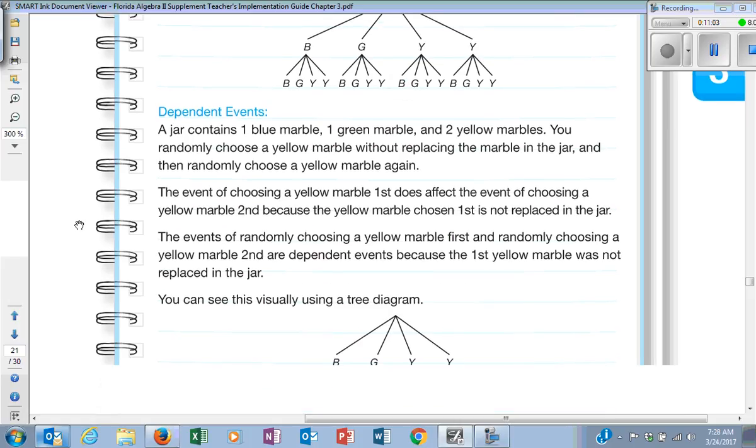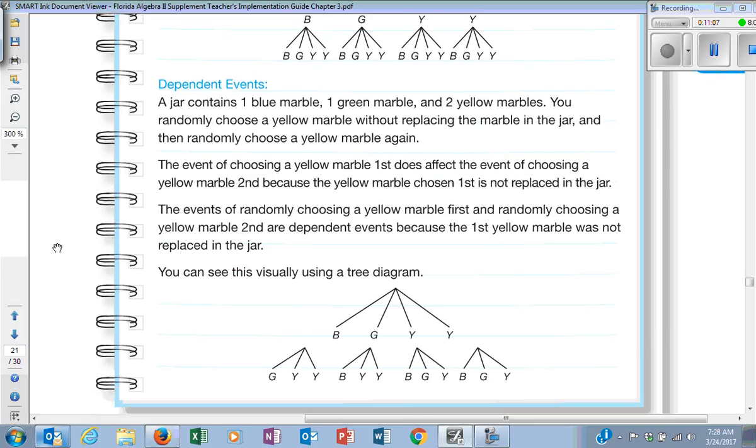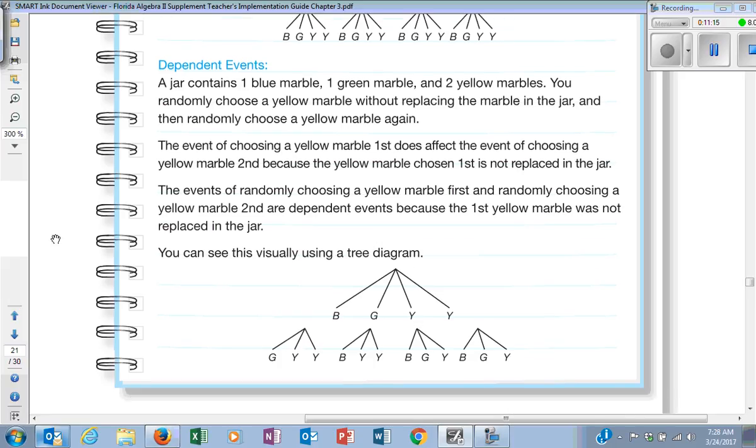So, dependent. Notice what they said. You randomly choose a yellow marble without replacing the marble in the jar, and then randomly choose a yellow again. So do you see how they're telling you the situation? They're going to tell you, here's what happens. You're going to pull a yellow. Second, you're going to pull another yellow. What are the chances of that happening? That's kind of the scenario.